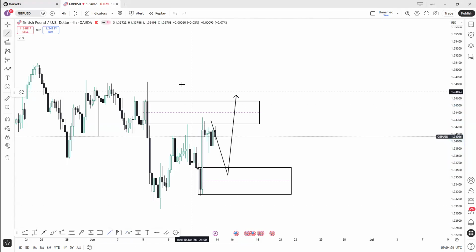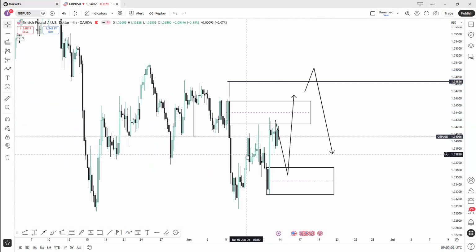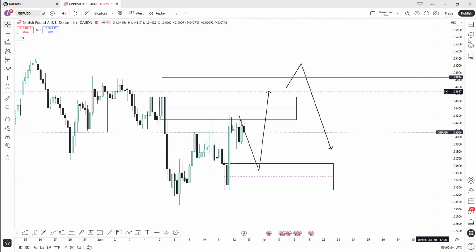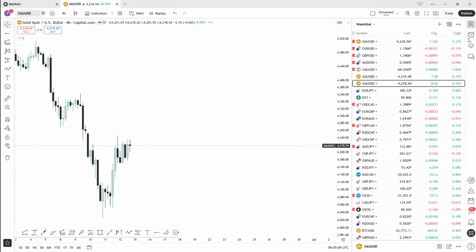And then we'll target this buy side liquidity. After sweep of that liquidity, expect another drop. So for next week, that is movement on GBPUSD we expect. Okay, let's finalize with gold.